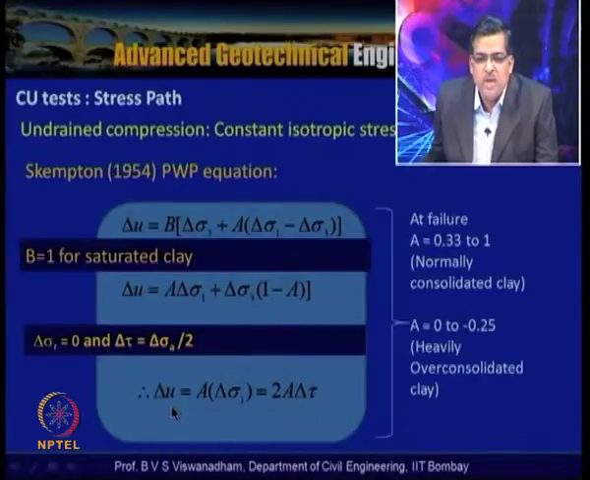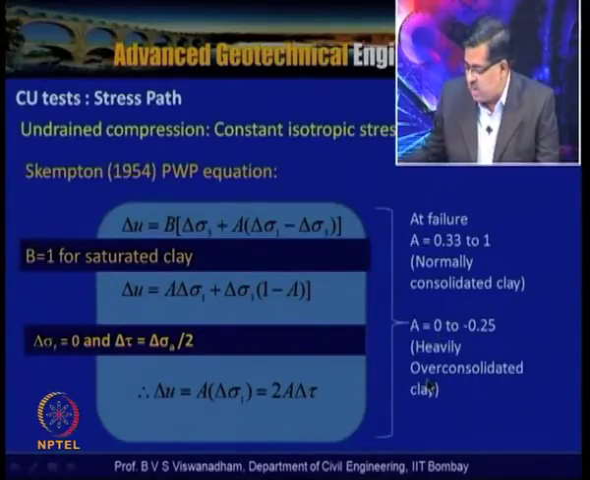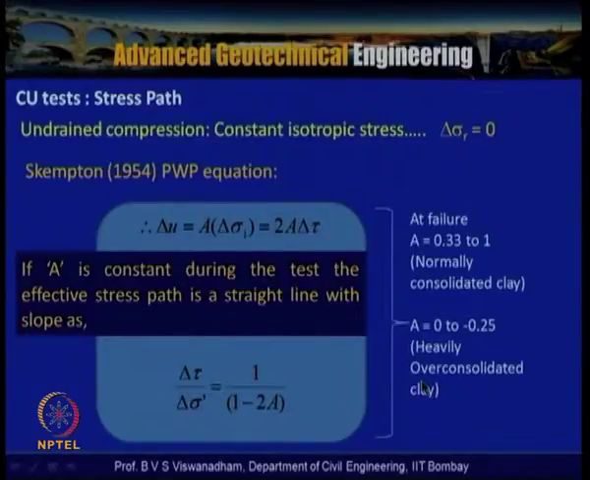So when you put here delta u is equal to A into delta sigma 1, with no change in the radial stress, the other term becomes 0. So what we have is delta u is equal to A into delta sigma 1. Delta sigma 1 is substituted by 2 into delta tau. So what you get is delta u is equal to 2A delta tau. A is equal to 0 to 0.25 for heavily over consolidated clays.